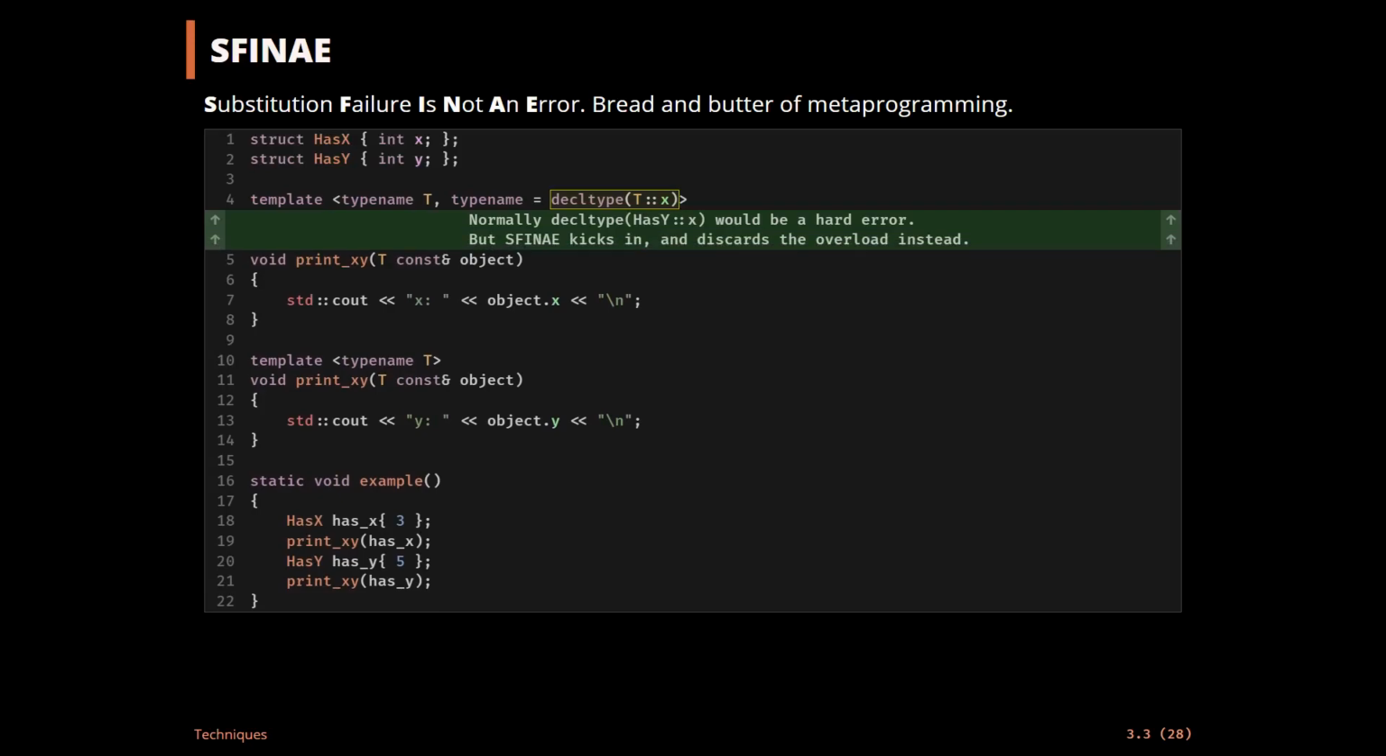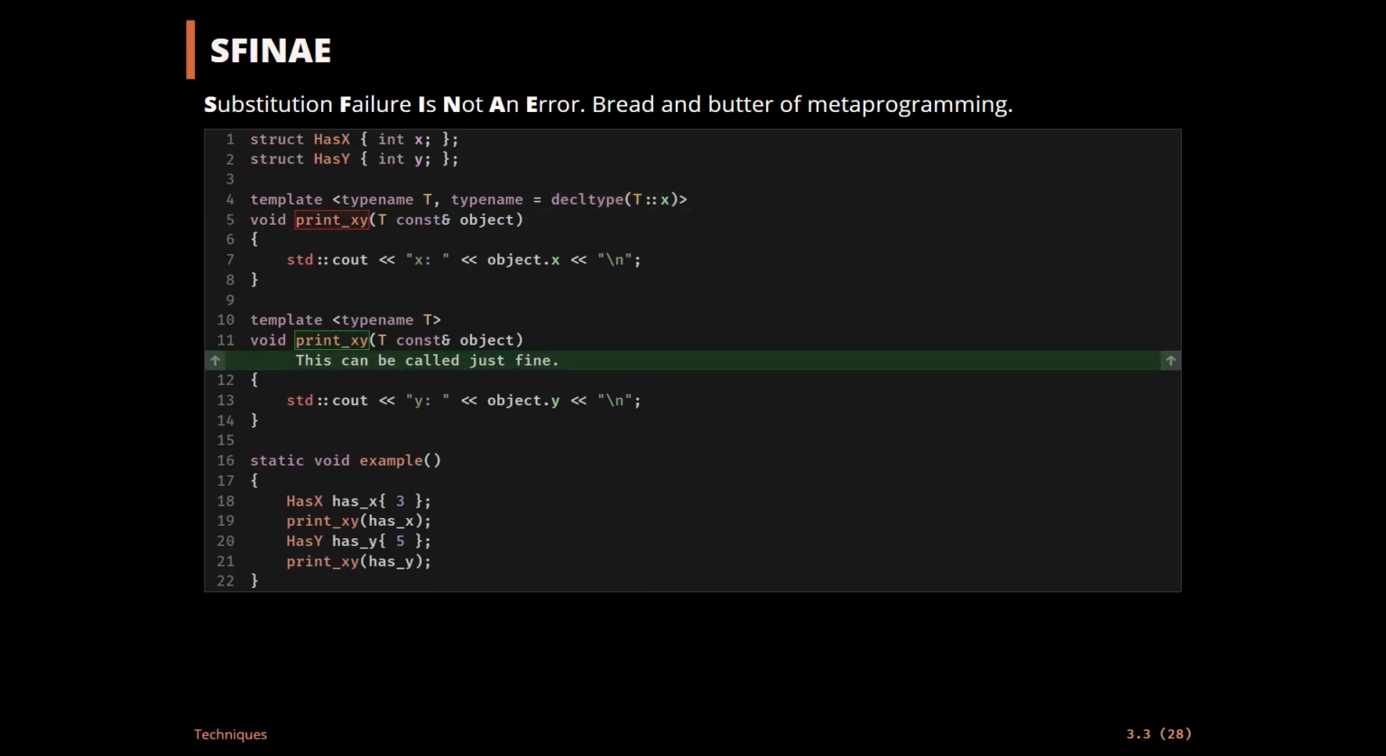substitution failure is not an error. It's trying to substitute this x for has y. That's failing, and substitution failure is not an error. So instead of giving a compile error here, it says, all right, this overload, just discard it. You cannot call it, but don't consider it to exist at all. It's just going to pretend like this function doesn't even exist. So no, we can't call this, and then we can call this one just fine. So print xy now completely works for anything that does not have an x, which is the other way around, right? So how can we fix that?